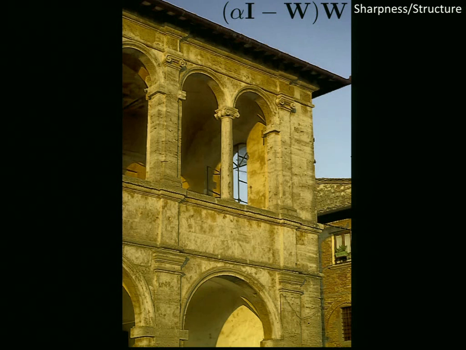Okay, so this is kind of like an unsharp mask, but it's a very nonlinear unsharp mask, and it's based on the bilateral filter. And it doesn't have to be the bilateral filter. You can pick whatever filter you like in place of this W, as long as it's a smoothing filter.